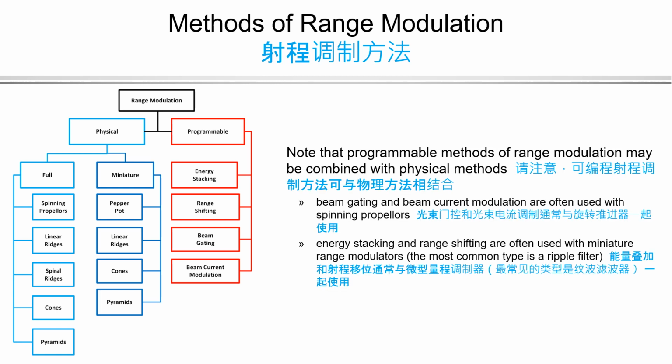It should be noted that programmable methods of range modulation may be combined with physical methods. For example, beam gating and beam current modulation are often used with spinning propellers. Similarly, energy stacking and range shifting are often used with miniature range modulators.